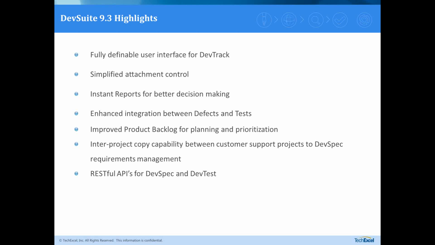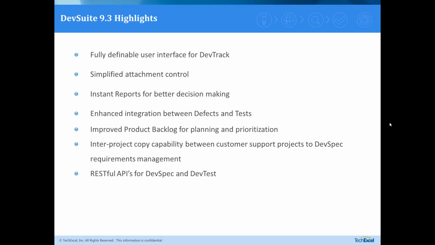The other major improvement is that we simplified the attachment control. Basically, we got rid of the Java, which removes the dependency on any Java updates. So now the attachment control is HTML based, and with any Java update, you don't need to worry about updating your attachment control as well.